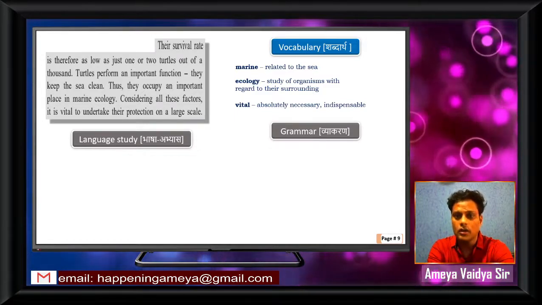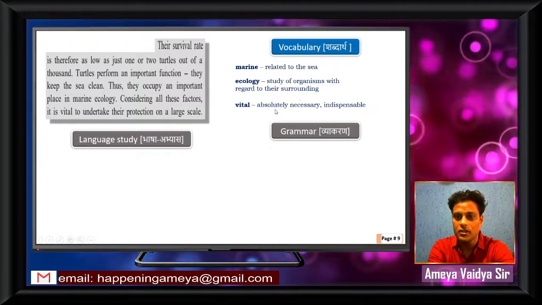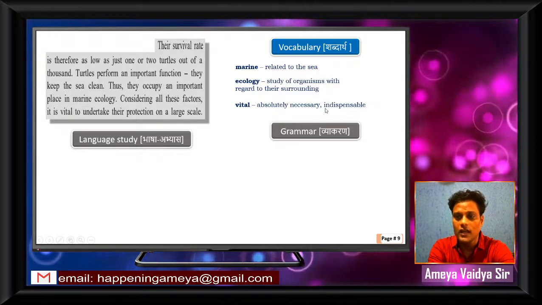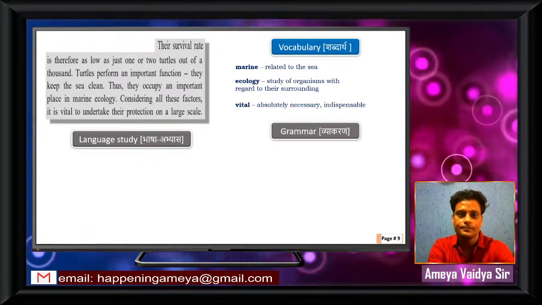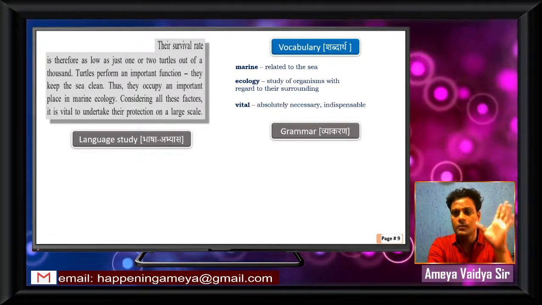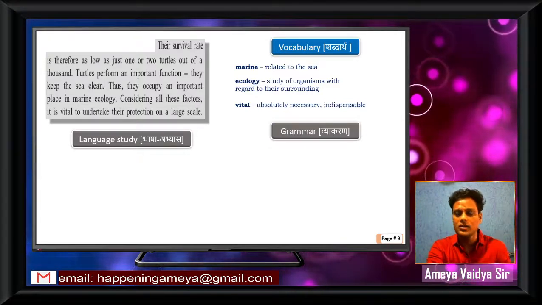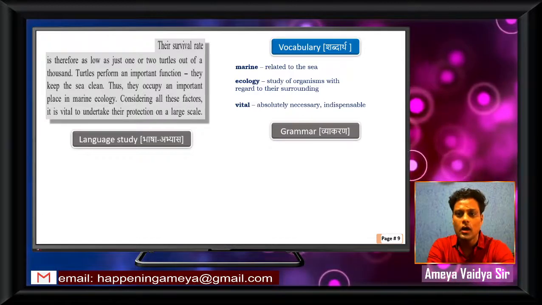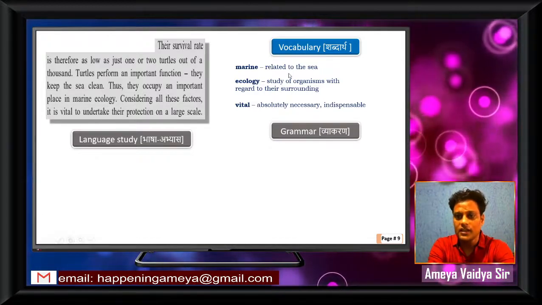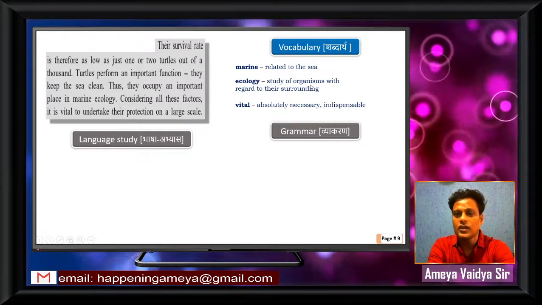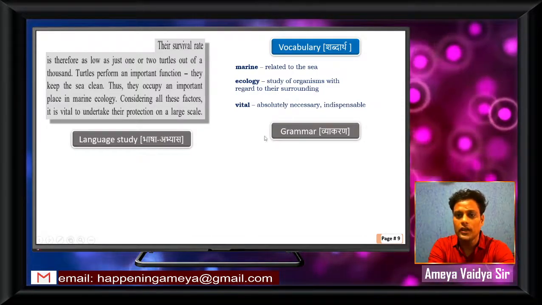What do you understand by vital? You have the meanings here: absolutely necessary, and an even better word for that is indispensable. Indispensable. What a word this is. Something that cannot happen without it. It's indispensable, no doubt. Marine is related to the sea, salt water to be precise. Ecology is the study of organisms with regard to their surroundings.